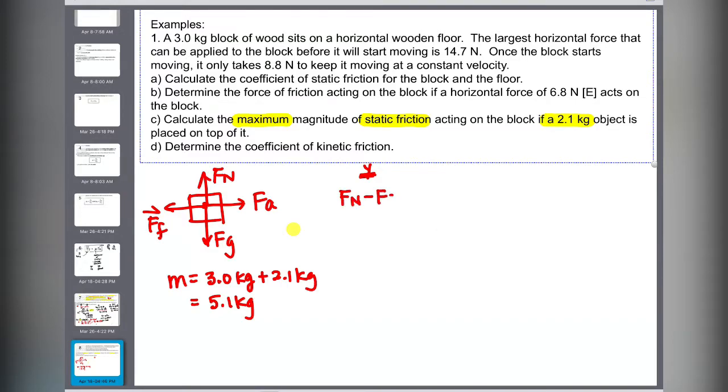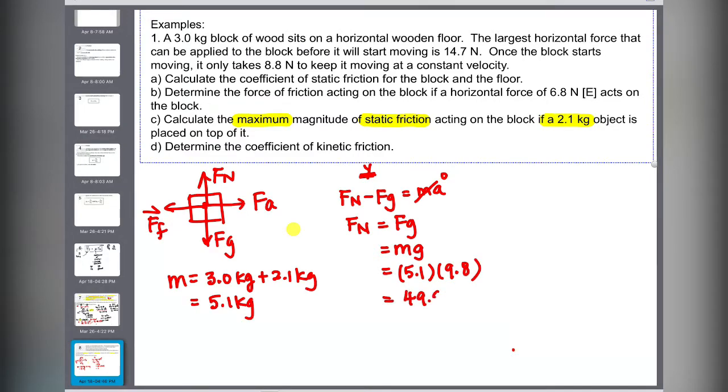I still have Fn minus Fg equals ma. Net force equals ma. My object is still not accelerating along y, so I'm going to cross off that, it's 0. I know that Fn is equal to Fg. I'm just moving it to the other side. And Fg is equal to mass times acceleration due to gravity. But this time, my mass is 5.1 times 9.8. So in this case, it's 49.98 Newton. That is the force of normal.